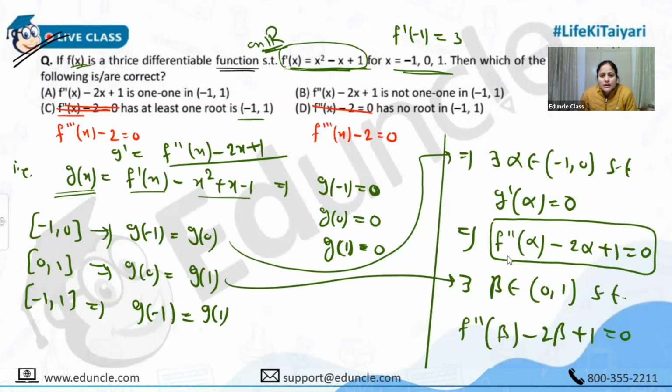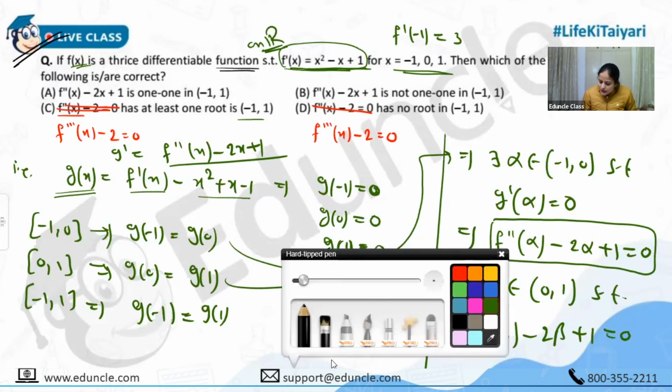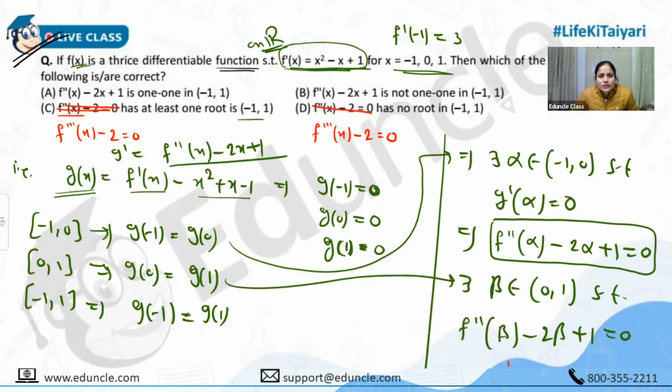Which equation are we talking about? We are talking about the equation f double dash x minus 2x plus 1. We are talking about a function, which is nothing but the g dash function. Okay? This is a function.